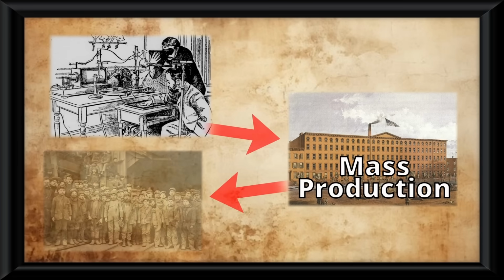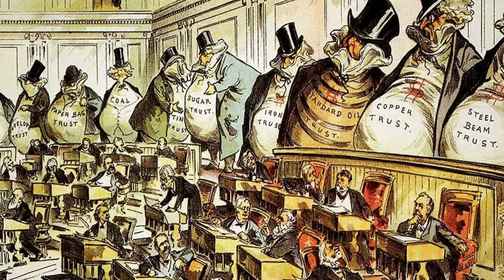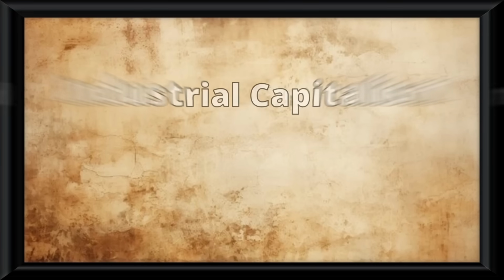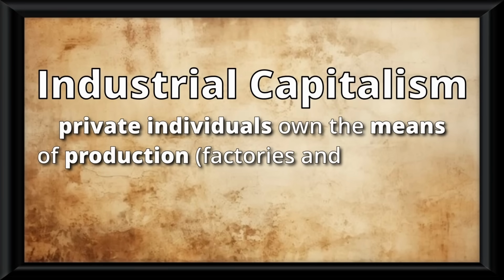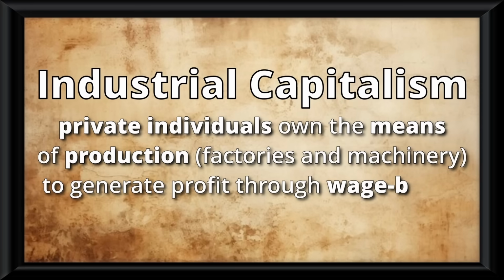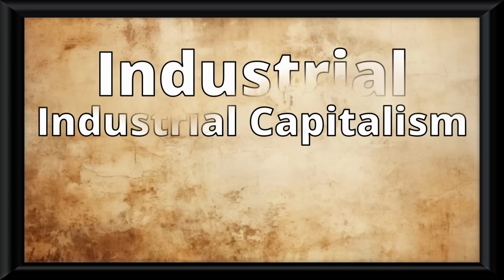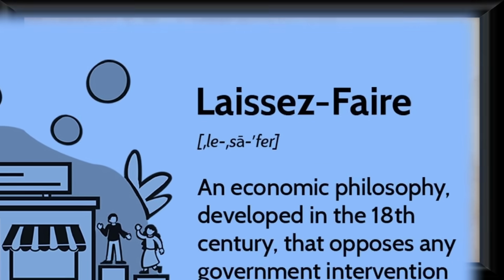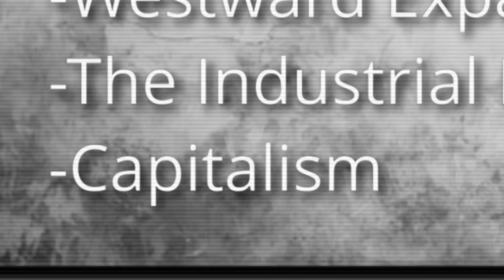There was a really big workforce because of a bunch of new immigration, and the government policies heavily favored businesses. And that is where we get to throw in a key term, industrial capitalism. This is where private individuals own the means of production, like factories and machinery, to generate profit through wage-based labor by mass-producing goods. Since this would be popularized, it would mean the capitalist laissez-faire economic system would become mostly standard in the United States, meaning that it is the third cause of the Gilded Age.